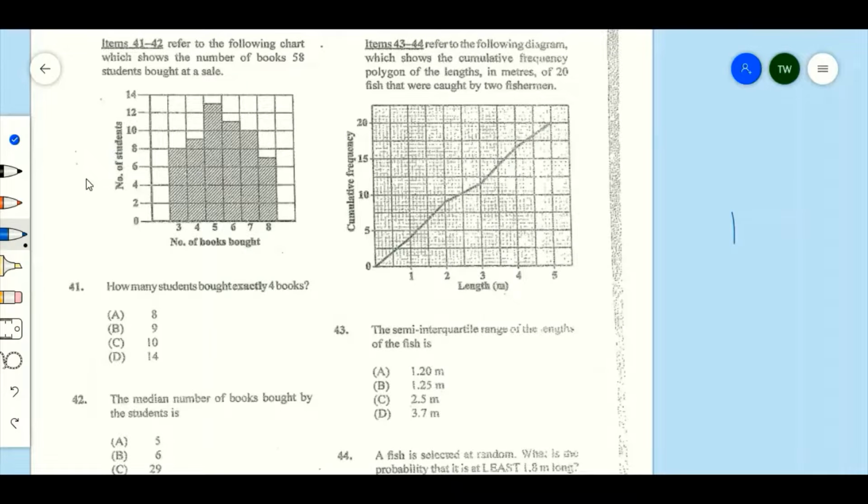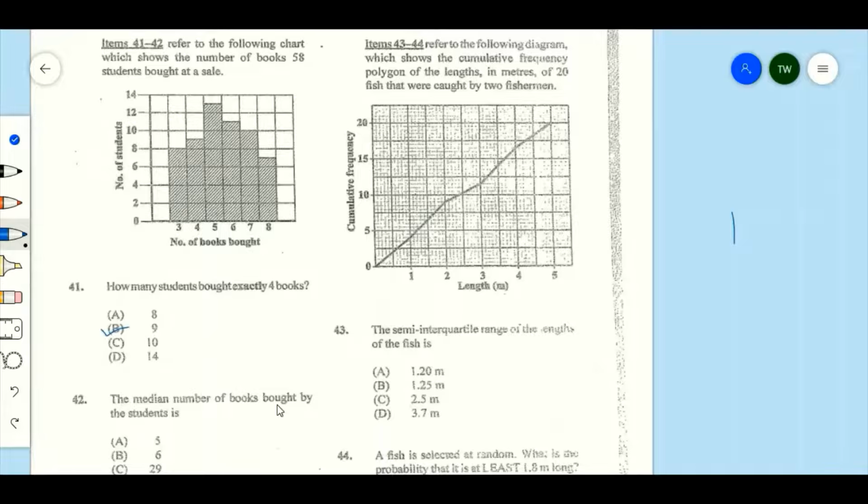Items 41 to 42 refer to the following chart, which shows the number of books 58 students bought at a sale, right? 41. How many students bought exactly 4 books? So you're going to go to number of books, look for 4, and then read off the top of the graph. Up to this line here is 8, and this looks like halfway between 8 and 10, so it's going to be 9. So the answer for 41 is going to be B, right?